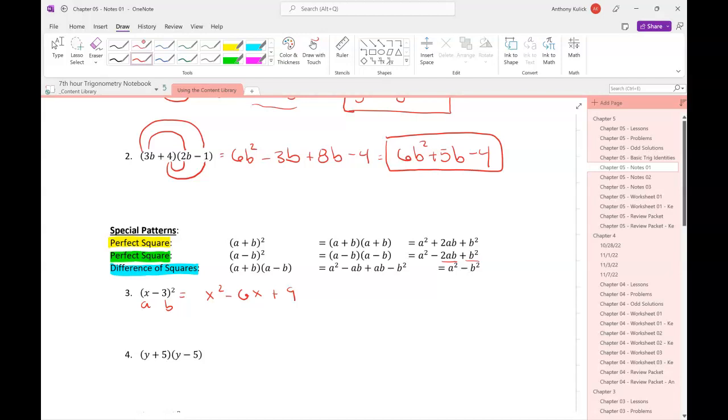What's the advantage here over foiling? What I get to skip? The combining like terms step, right? Accomplishes the same goal, I just didn't have that extra step that I had to show, like we did above. Everybody's okay with that? Do I have to do it that way? No. Could I have just FOILed this? Yeah.